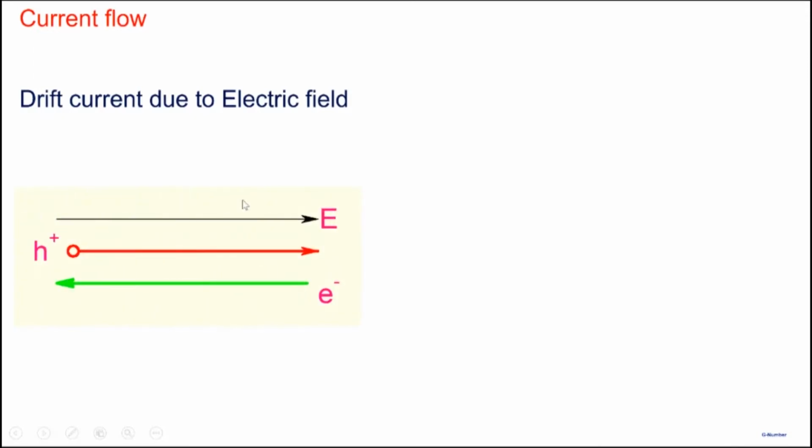So coming to current flow, there are two mechanisms due to which current can flow. One of them is what we call the drift current due to electric field. The idea is something familiar to us: if we apply an electric field like this, the electron carries a negative charge, so it will start moving opposite to the direction of the field, and the movement of the electron will contribute to current, and we call that the drift current. The electron begins to drift.